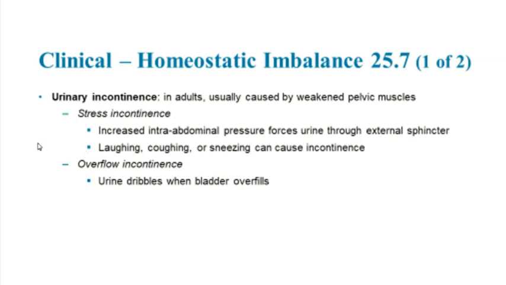Things that increase intra-abdominal pressure, like laughing, coughing, or sneezing, cause the external urethral sphincter to open even if we don't want it to open, because the external urethral sphincter and the walls of the urogenital diaphragm are weakened by things like pregnancy or surgery. That gives us reduced control over our ability to choose when we want to void the bladder.